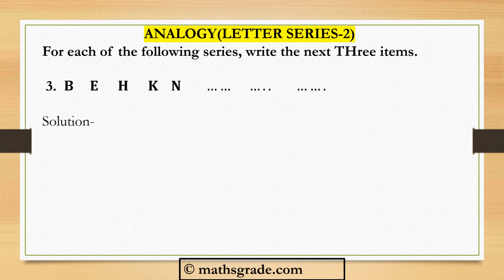Now question number 3. The letter series B, E, H, K, N is given. We have to write the next three items. If we observe this carefully, the first letter is B, the second is E, and between B and E, two letters are missing, C and D. Then E, and between E and H, two letters are missing, F and G.